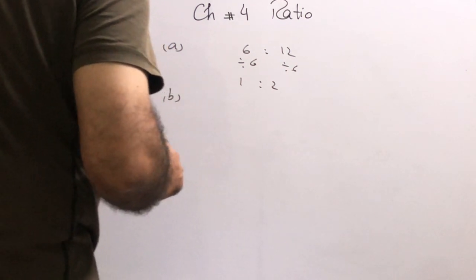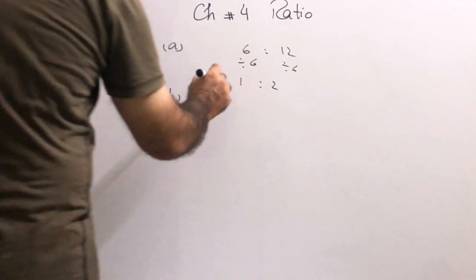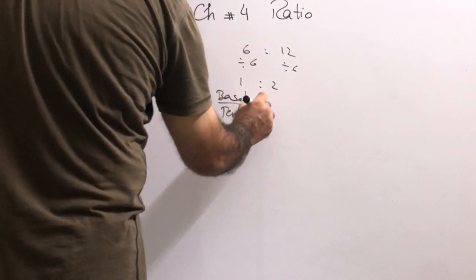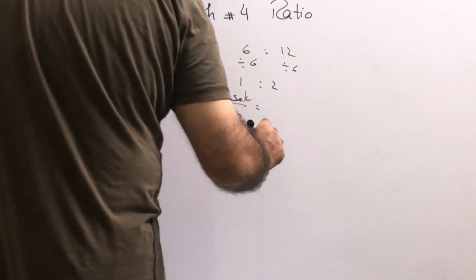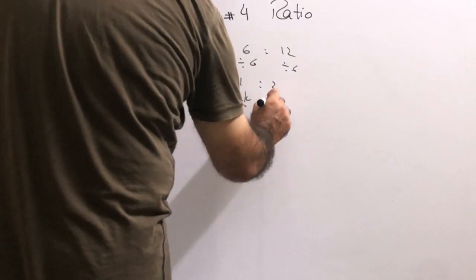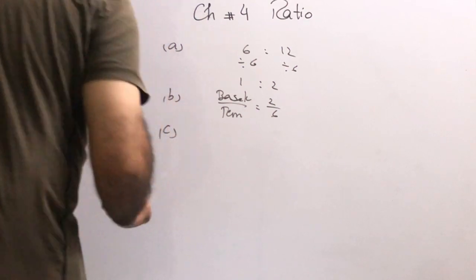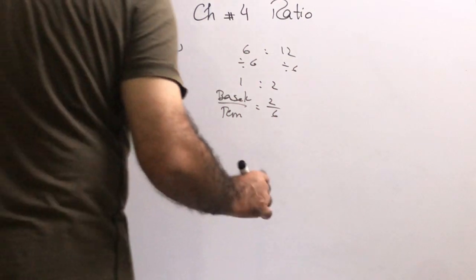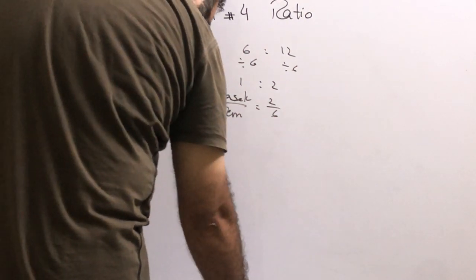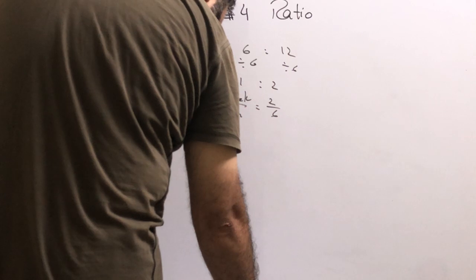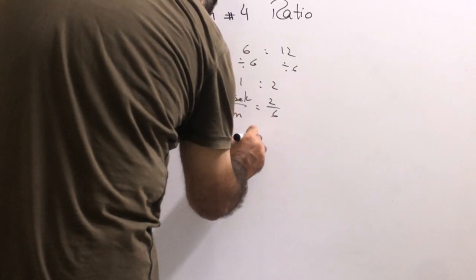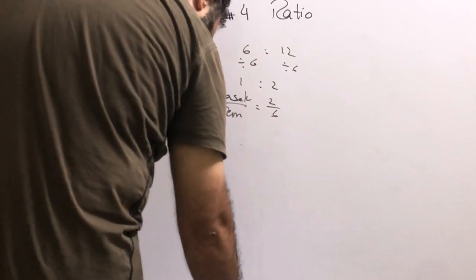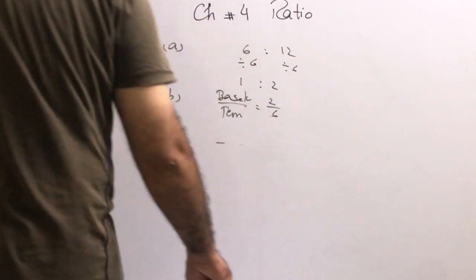Then B, the number of basketballs is dash over dash the number of tennis balls. Basketballs over tennis balls. Basketballs are how many? Basketballs 2, tennis balls 6. B is done. Number C, the number of tennis balls is dash times the number of basketballs.